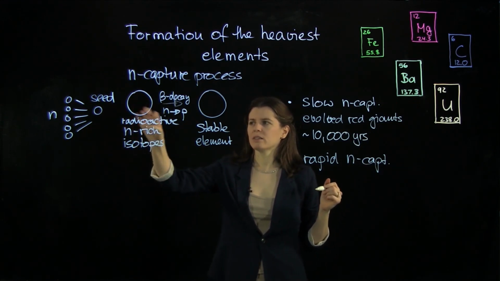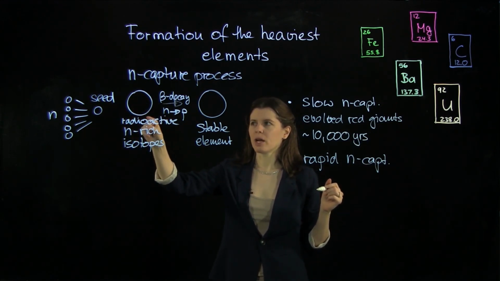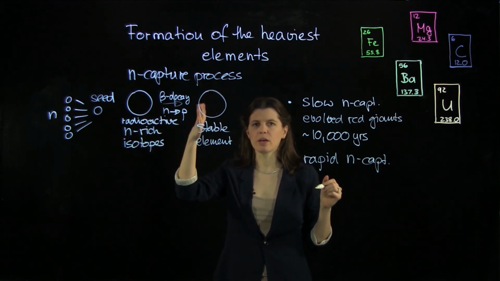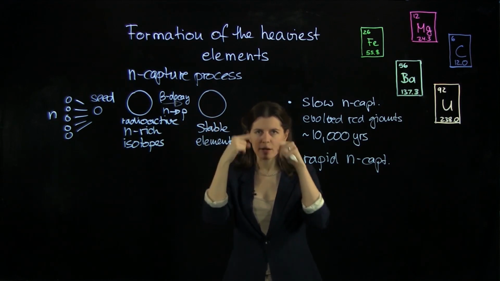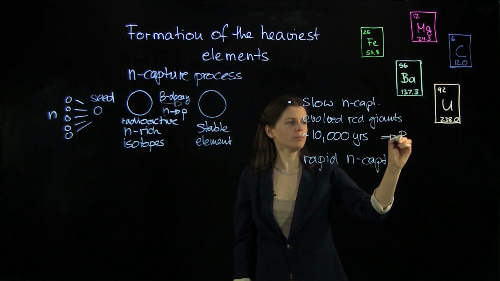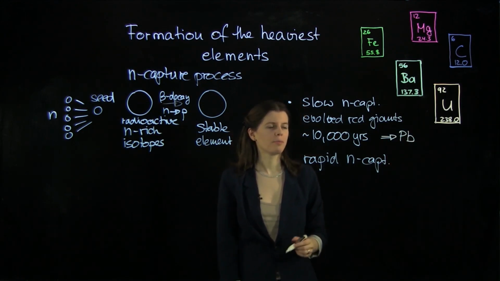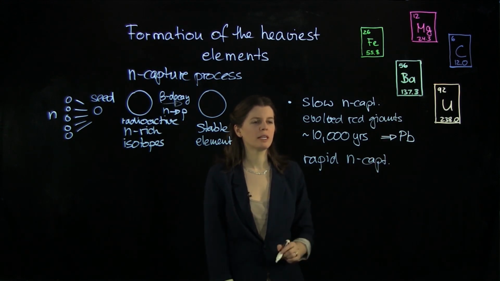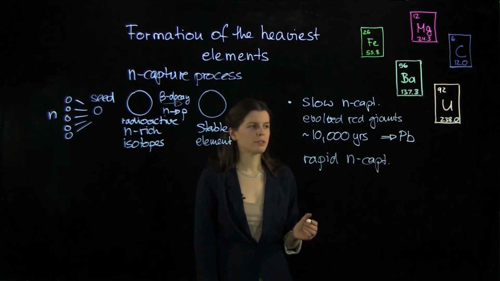A neutron is added, it turns into a radioactive isotope, it decays, and then we have a steady one. You add another neutron, it will decay again, and so you kind of build up one by one, all the way up to lead. That's the heaviest stable element if you take away thorium and uranium, because they are radioactive, as I just mentioned.